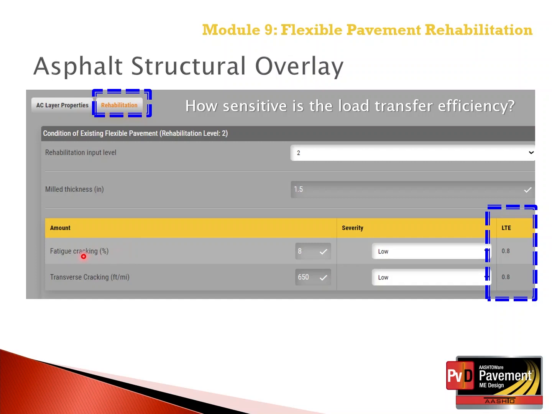The global load transfer efficiency values for both transverse and fatigue or alligator cracks were estimated through global calibration and are related to crack severity, which we showed when we had the software open. Remember, the fatigue or alligator cracks entered are only for the bottom-up fatigue alligator cracks and not for top-down fatigue cracks.